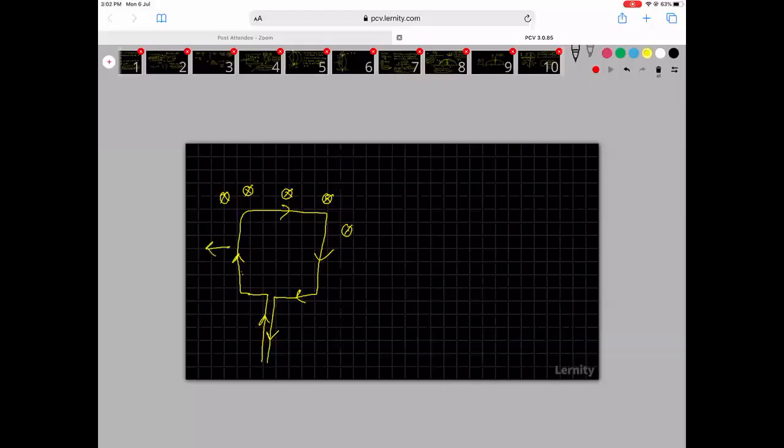So the thumb will point in this direction. In this case, the thumb will point in this direction, and likewise for the other sides. So the net force is equal to 0. But the moment this loop is inclined at a small angle, there will be a torque acting on it.